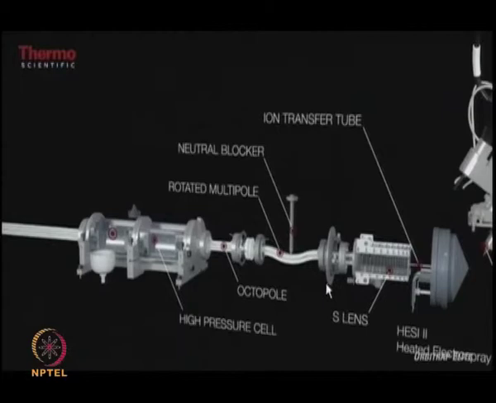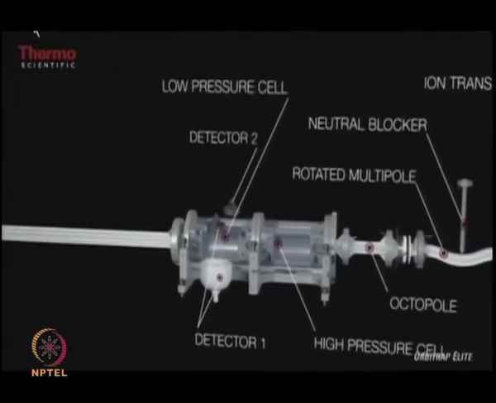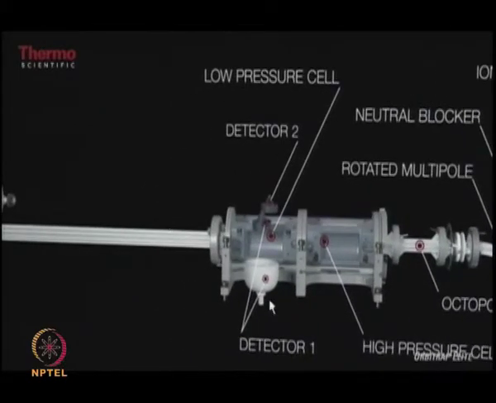After the transfer optics we have the transfer tubes, and the neutral blockers, which block the neutrals coming from the source. Then we have the octapole, and then the ion trap. In the ion trap we have two regions: one is the high pressure cell, the other the low pressure cell. Then on the radial there are two detectors, detector 1 and detector 2, which, when you work with the linear trap, can be used for the detection of ions from the linear trap.